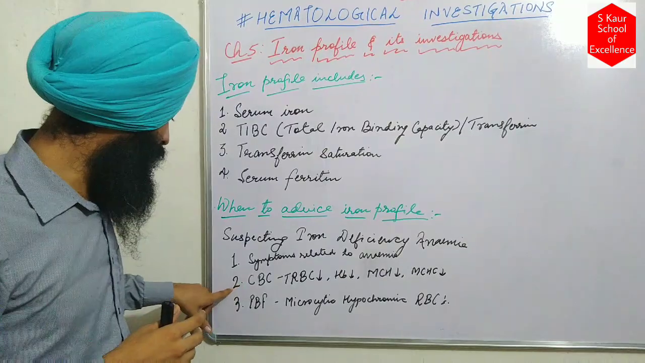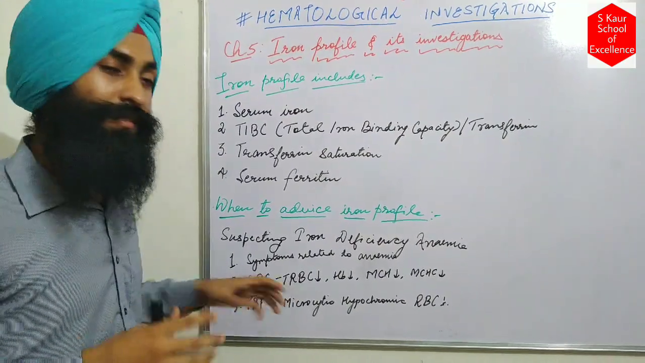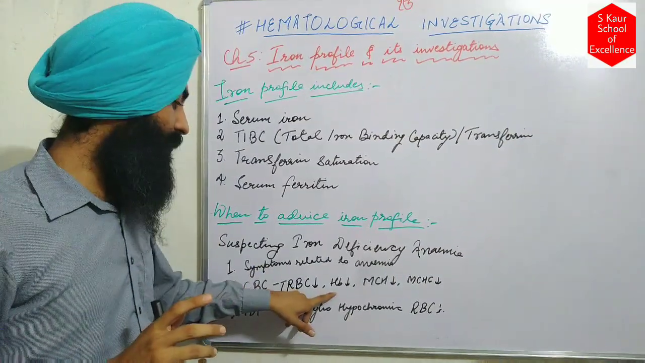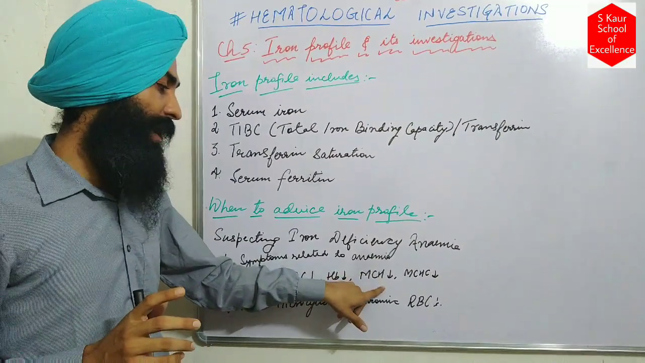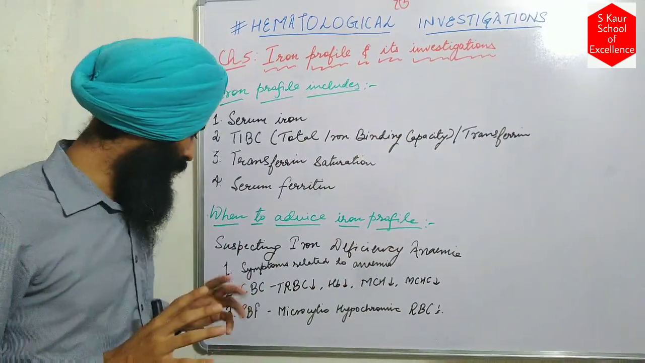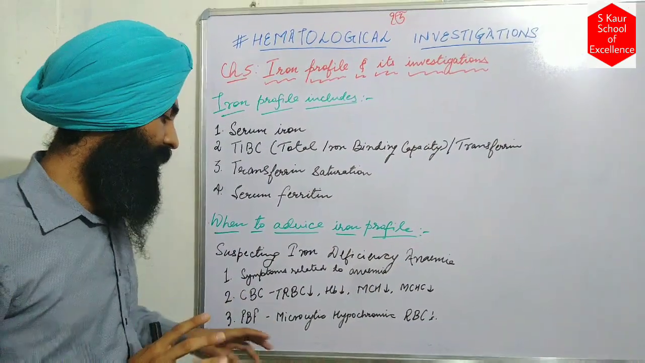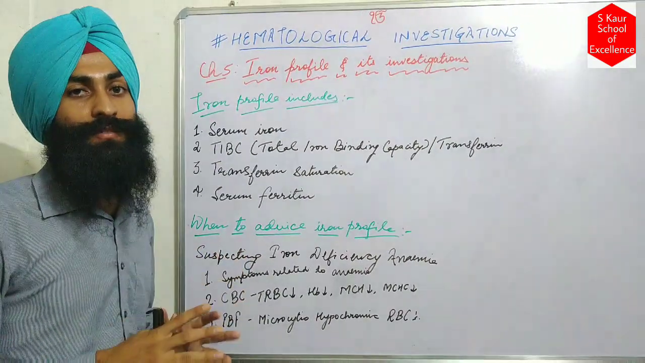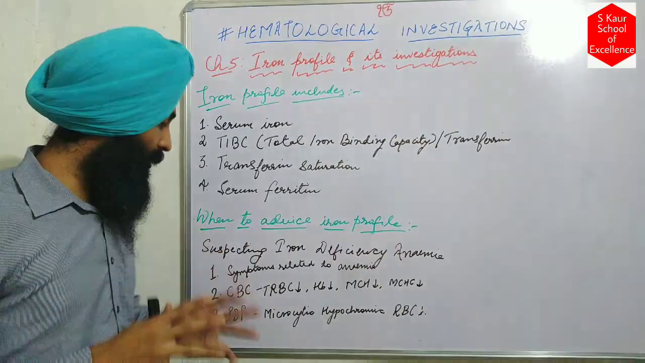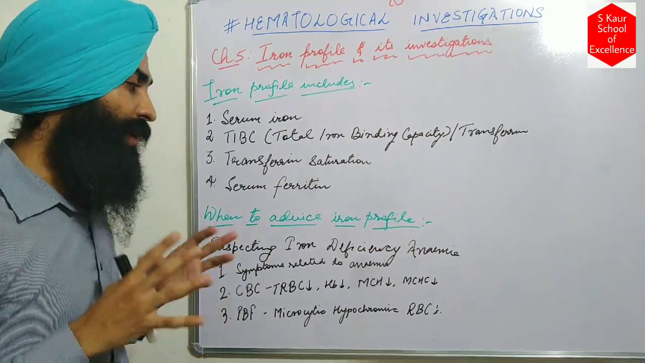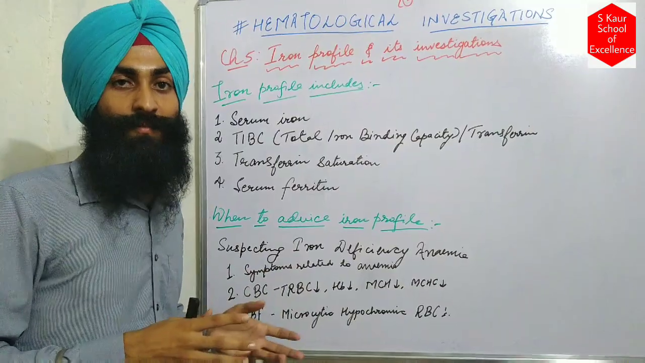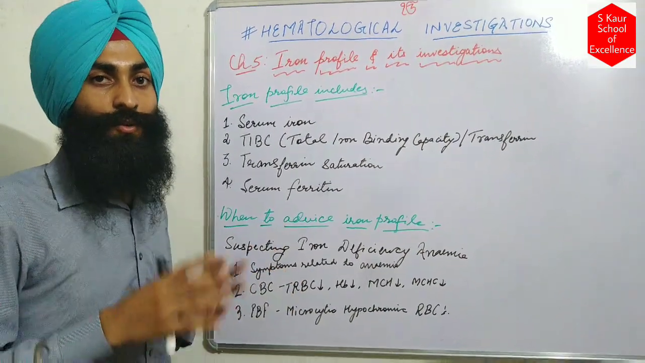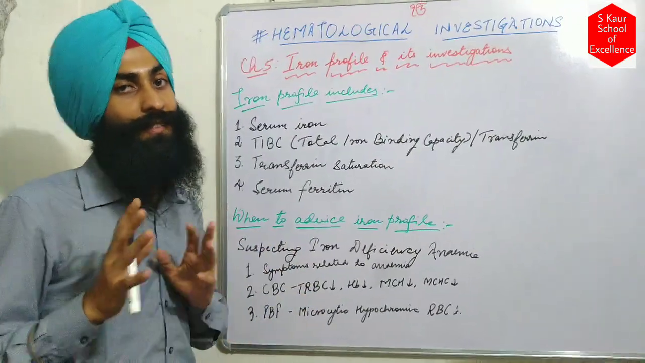So now what we will get in CBC, second one is decreased TRBC, decreased total red blood cell count, or decreased hemoglobin, or decreased MCH and MCHC. Now next is PBF. PBF is peripheral blood film. What you will get in peripheral blood film, that is microcytic hypochromic anemia. And if you get these conditions in your patient, either the symptoms or the investigation related, you have to advise iron profile to diagnose the iron deficiency anemia.